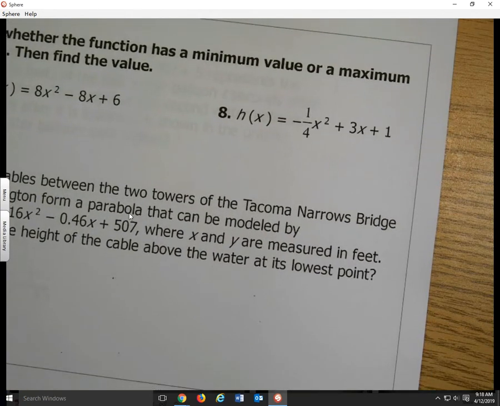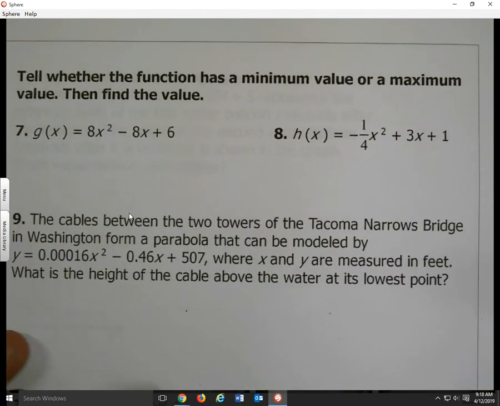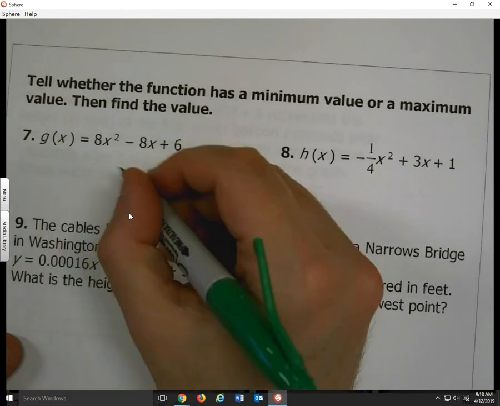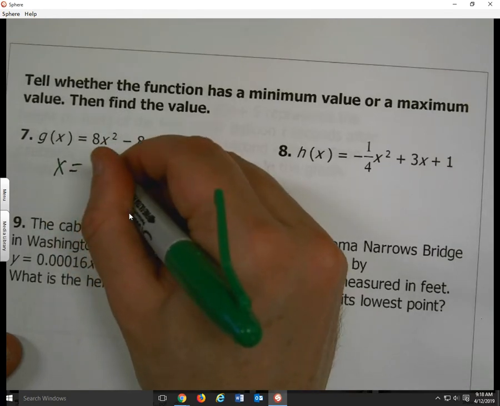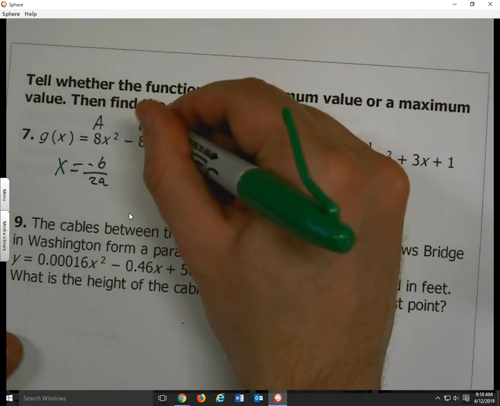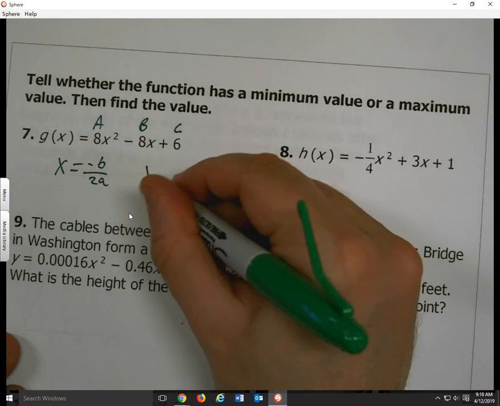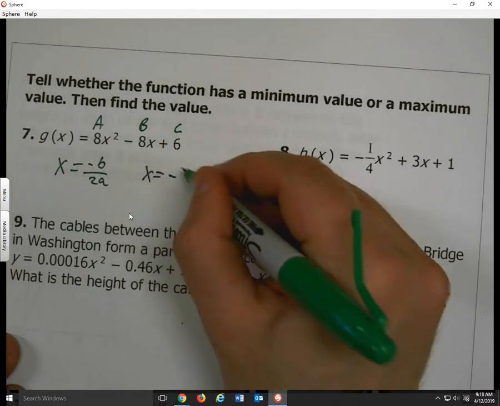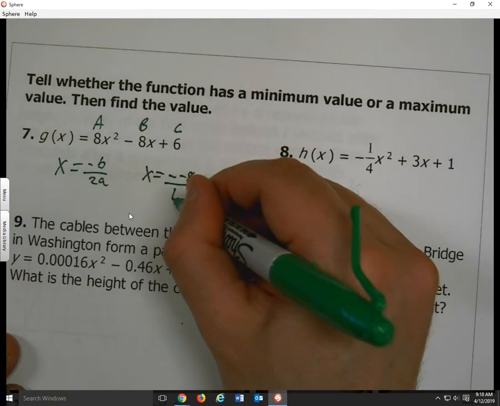Okay, I want you guys to try one. Let's break it down step by step. Let's do number 7. So we're going to use the formula first of all. We're finding the axis of symmetry. We're going to label these, and then we're going to say what it would equal, right? So x equals negative 8 over 2 times 8, which is just 16.